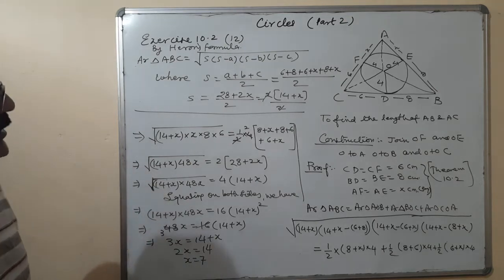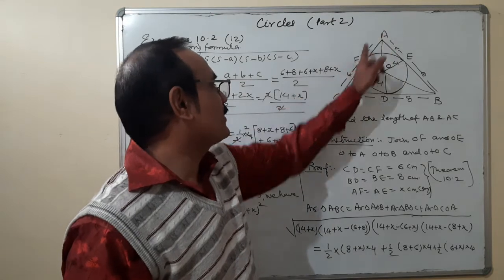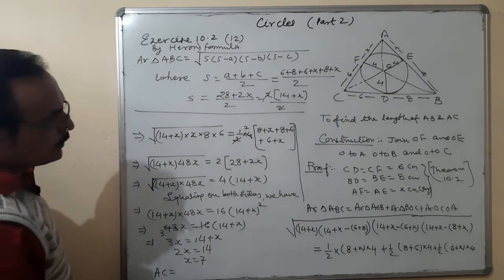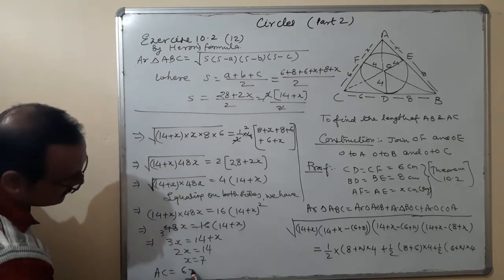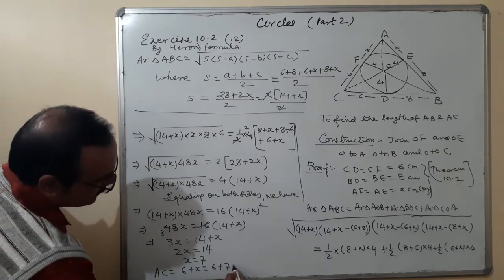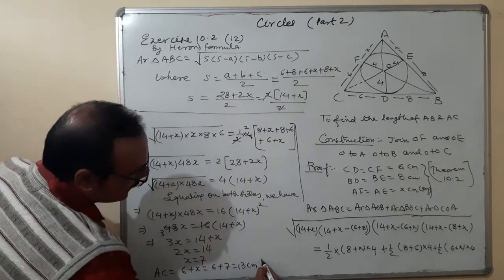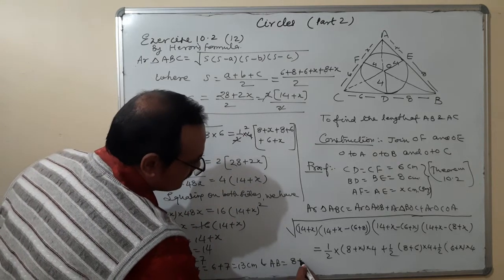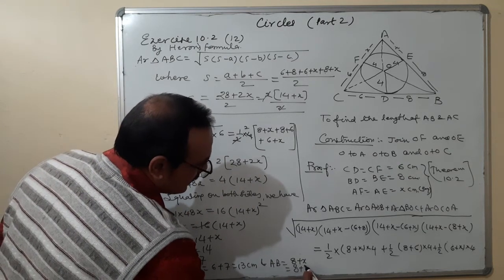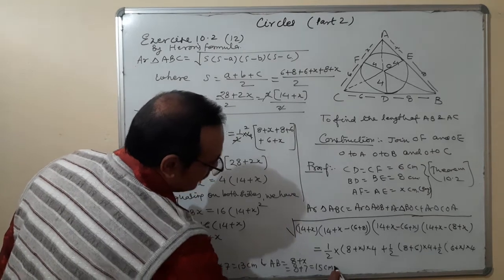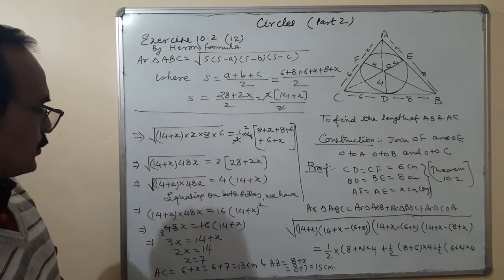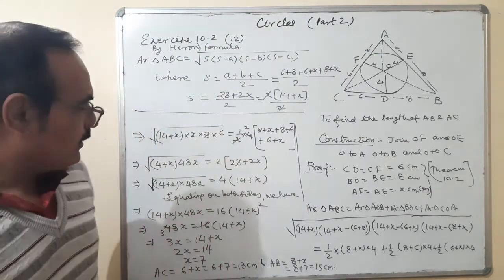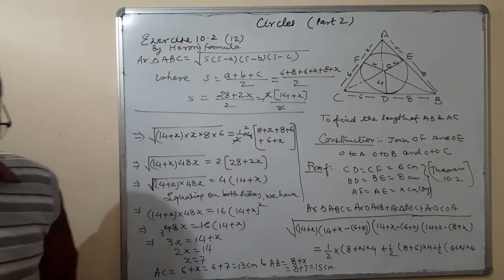Once we got x is equal to 7, we are finding the value of AC. Then AC is equal to x plus 6, that means 6 plus 7, 13 centimeter, and AB is equal to 8 plus x, so 8 plus 7, 15 centimeter. So the value of AC is 13 centimeter and the value of AB is 15 centimeter. Okay, that is question number 12.